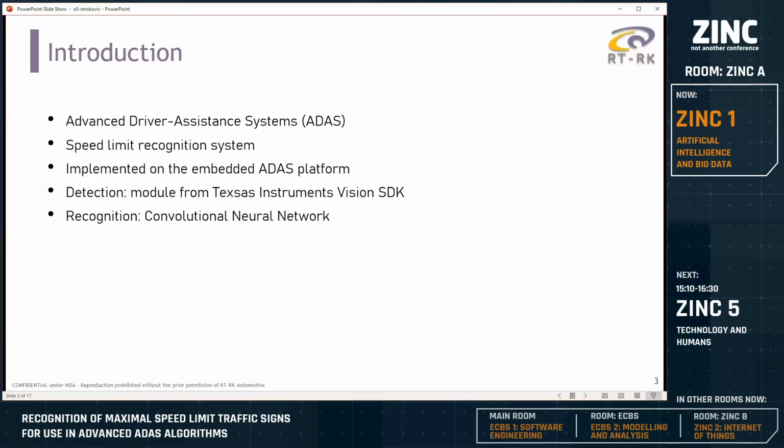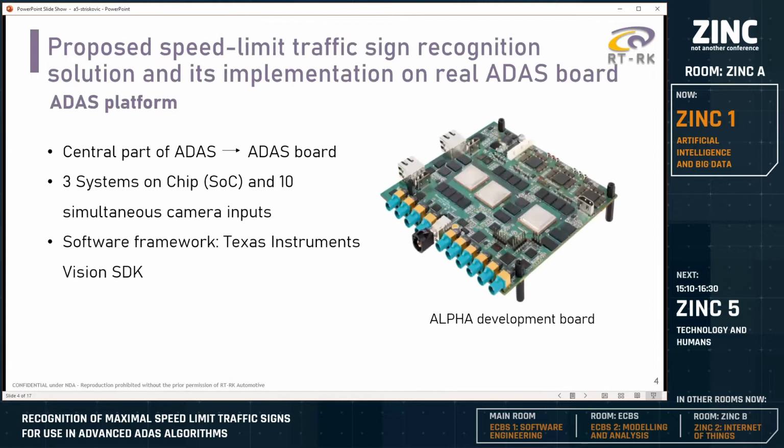ADAS, that is Advanced Driver Assistance Systems, are systems that help drivers in their driving, and in future I'm sure that they will take over control and drivers will be just passengers. One application for that kind of system is a speed limit recognition system, and our work is implemented on a real ADAS platform. Detection is done with a model from Texas Instruments, and recognition is done by a Convolutional Neural Network.